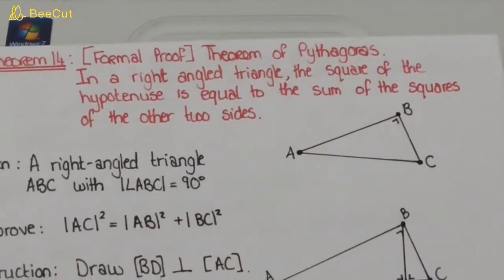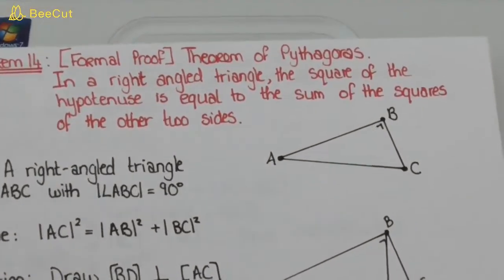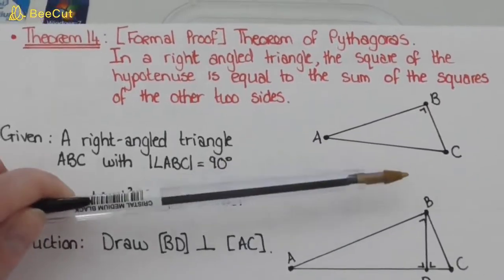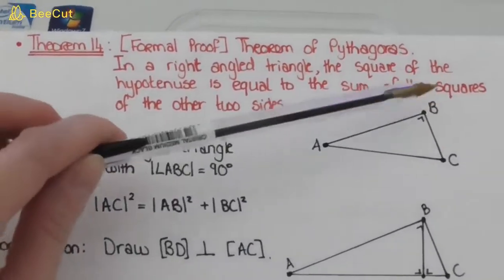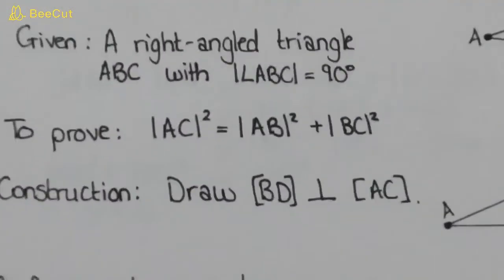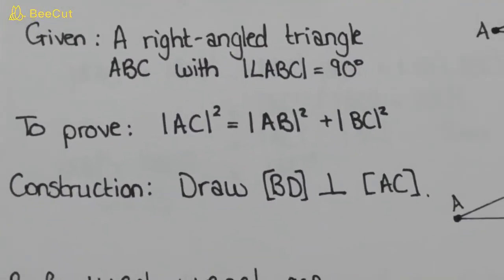What am I trying to prove first of all? Well, I'm trying to prove Pythagoras' theorem. So basically that the hypotenuse, which is AC, squared, should equal BC squared plus AB squared. So that's what I'm trying to prove.